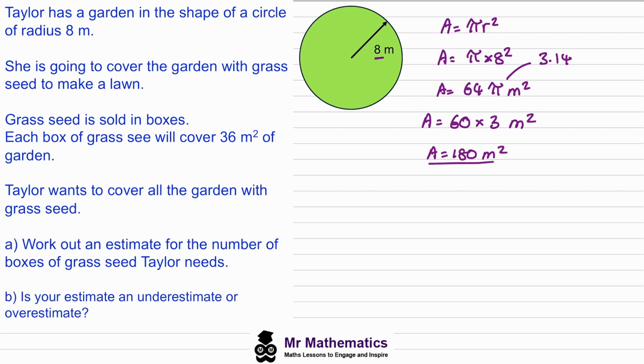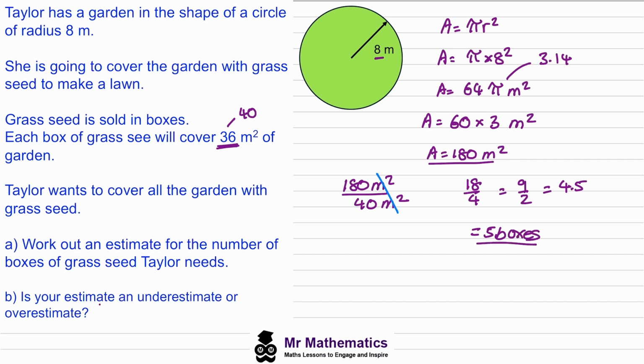And then we're told each box of grass seed will cover 36 meters squared. So we need to divide the 180 meters squared. We can round this 36 to one significant figure. This will become 40 meters squared. Meters squared will cancel. We can simplify 180 over 40 by dividing by 10. So 18 over 4 or 9 over 2. So this will be 4.5. But clearly we can't purchase half a box. So we'll need 5 boxes.